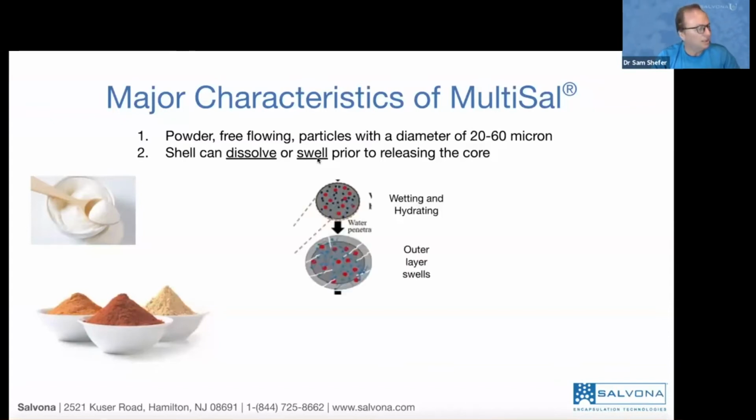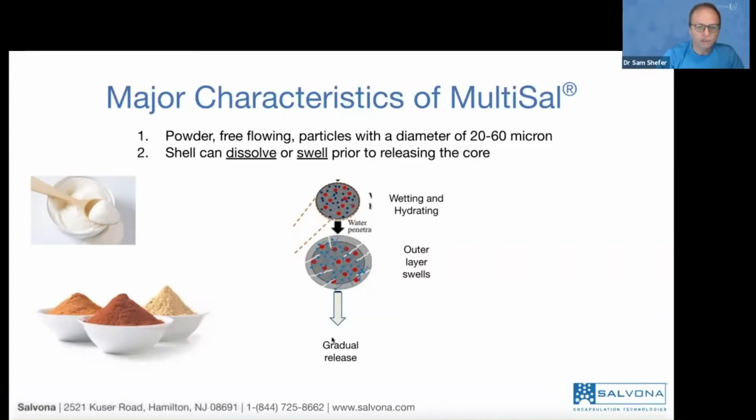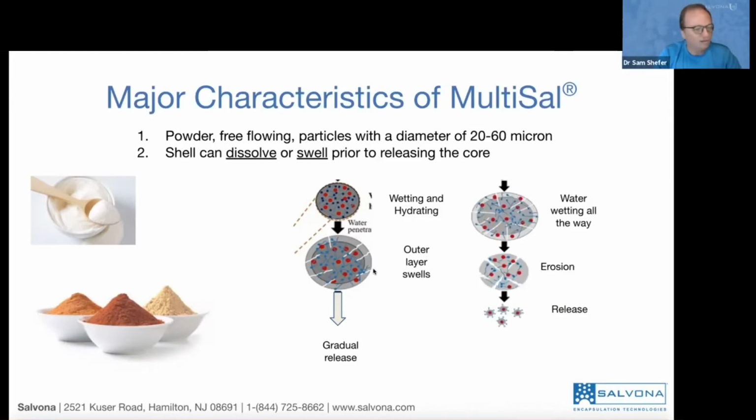So let me explain it. Let's say this is the MultiSal, and the polymer that we use is hydrating it. What does it mean? It goes into the top layer, the surface layer, and swelling. So then the outer layer swells, and this is how we get gradual release. So when you make a product, for example, for body, exposing to the body, and you want it to release slowly, we use a polymer that will swell, compared to when you want it to release faster, we use a polymer that undergoes erosion.